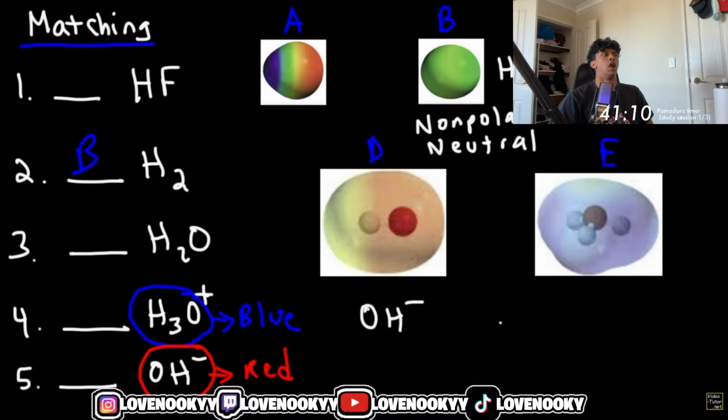So looking at all our options, D is mostly red, that's going to be hydroxide. E is, for the most part, blue, and that's going to be H2O plus. And of course, we can see that there's 4 atoms here, so that's going to indicate that it's H2O plus. It's the only option with 4 atoms. So number 5 is D, and number 4 is E.